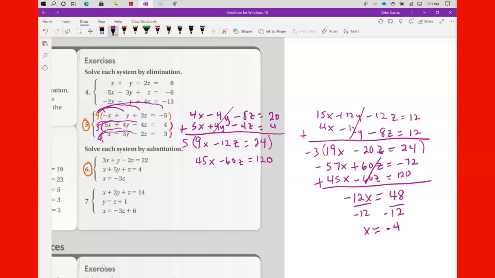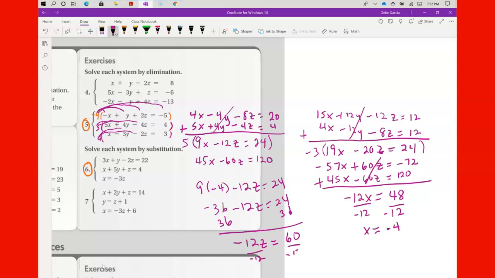So I know that x equals negative 4, so now I can pick any equation to use. I'm going to use 9 times x. In this case, it's 9 times negative 4 minus 12 times z equals 24. 9 times negative 4 gives you negative 36 minus 12z equals 24. Add 36 to both sides. You have negative 12z equals 24 plus 36, which is 60. Divide by negative 12. So z equals negative 5. So we have x equal negative 4, we have z equal negative 5.